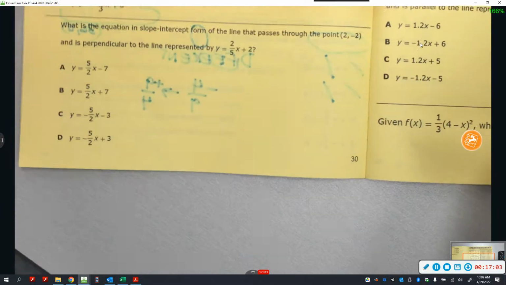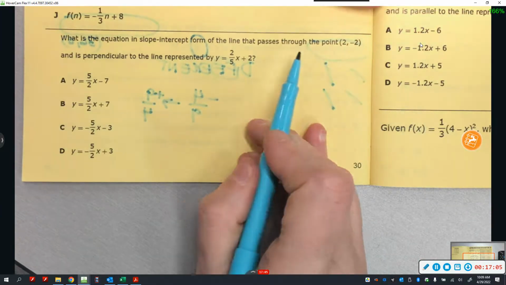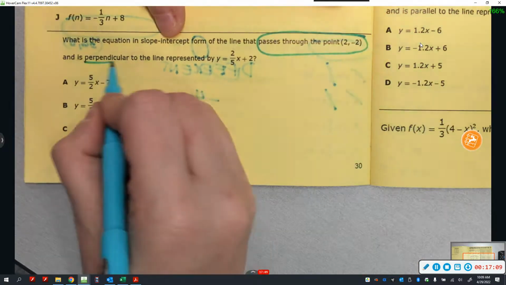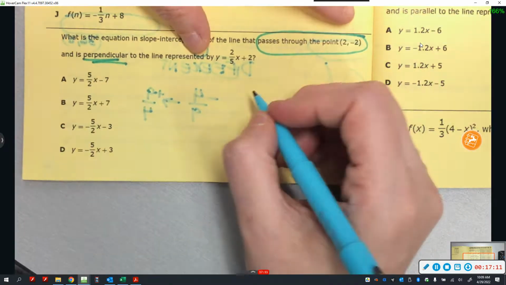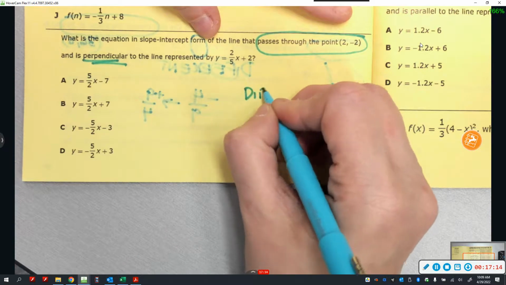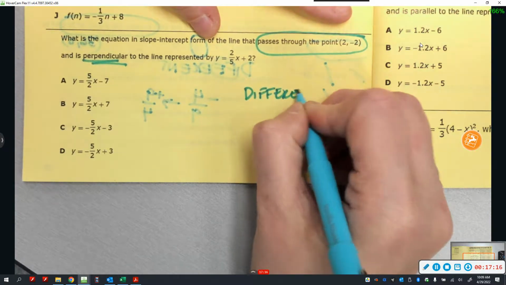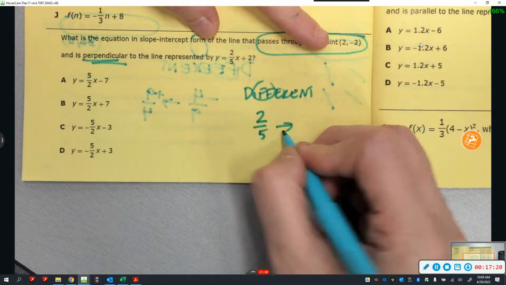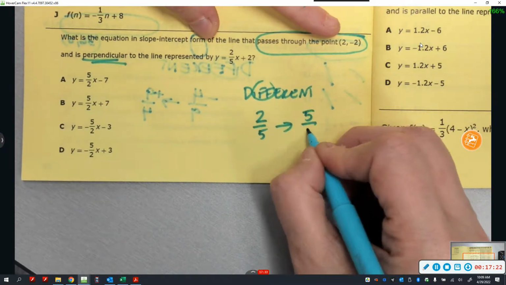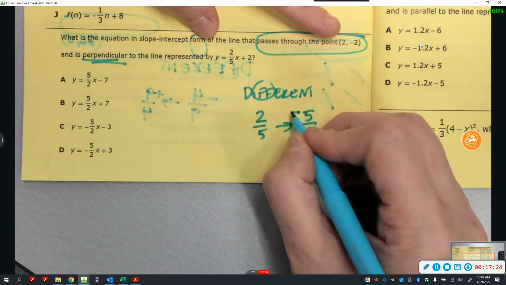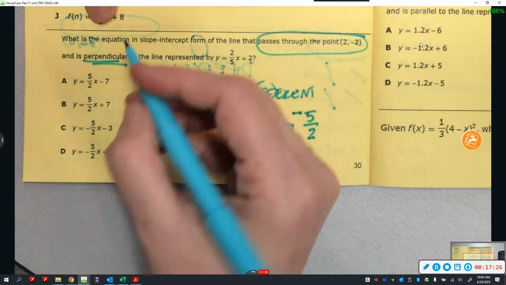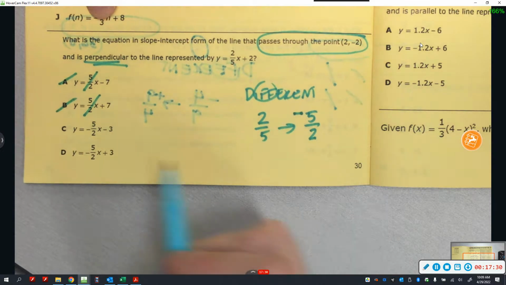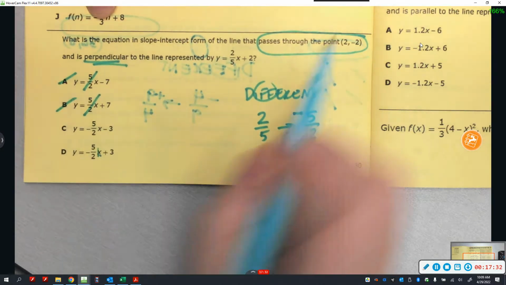What is the equation in slope-intercept form of the line that passes through the point 2, negative 2, and is perpendicular to the line represented by 2/5 x plus 2? Well, it's different. And it's different in two ways. So I take my 2/5, I flip it, it becomes 5 over 2. I flip its sign, so instead of being positive, it's negative. And then I eliminate two answers right away. And then all I've got to do is put these in the calculator and see which one goes through 2, negative 2.